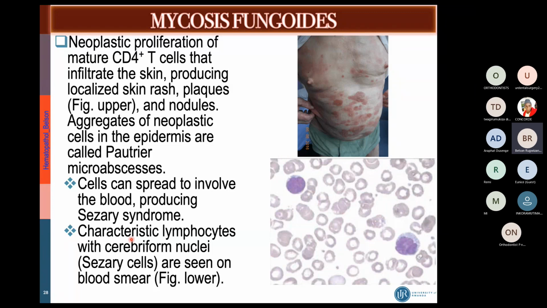So the cells can spread to involve the blood. It will give Sézary syndrome. And here you can see Sézary cells. So these are abnormal lymphocytes seen in the bloodstream. Otherwise, when it is not involving the blood, it will just be called mycosis fungoides. When blood is involved, then Sézary syndrome. And this means that if someone is diagnosed with mycosis fungoides, you always have to check if blood is not involved.